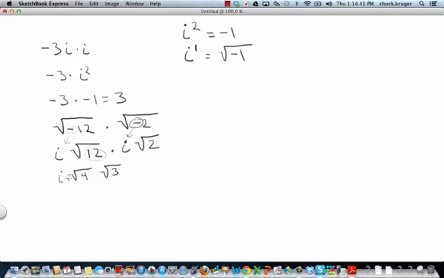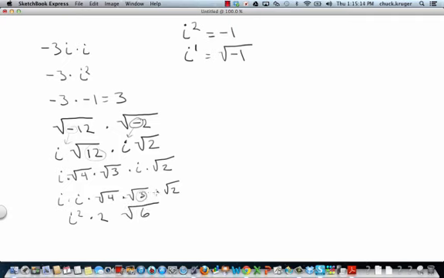And all this is multiplication, by the way. There's no addition going on. Times the square root of 2. All right, so what do I have here? I have i, and I can rearrange these, times i, times the square root of 4, times the square root of 3, times the square root of 2. Well, this is going to give me i squared. This is going to give me 2. And this is going to give me the square root of 6.